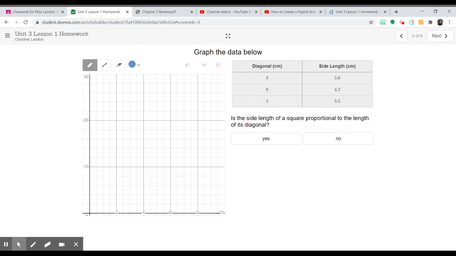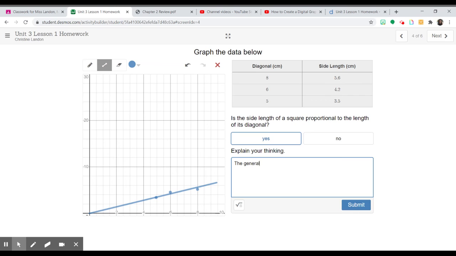Diagonal to side length. So my diagonal, I'm going to come over to 8, and then I'm still counting by 2, so I have to go 5.6. So 2, 4, 5.6 might be about here. 6, 2 to 4.2, maybe here. And then 5 to 3.5. So let's go ahead and grab the line tool and see what happens. Do they seem pretty close to that line? Yes. The general shape of the graph is a straight line with a few errors due to measurement.